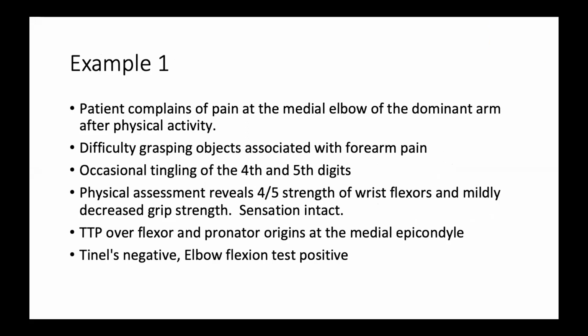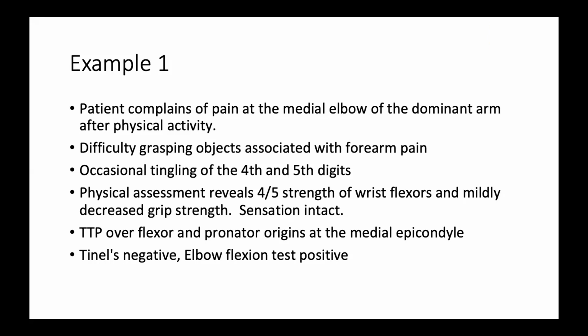So first patient. Patient number 1 was complaining of pain at the medial elbow of the dominant arm after physical activity. The patient had difficulty grasping objects associated with forearm pain. So the usual tenderness area in the medial forearm. They did have occasional tingling of the 4th and 5th digits. The physical assessment examination revealed mild to moderate weakness of the wrist flexors, and mildly decreased wrist grip strength using a dynamometer. Sensation was intact.